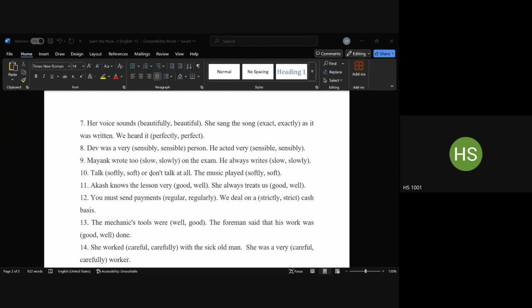Okay. Good is always an adjective. Good is not used ever as an adverb. That's always used as an adjective. Okay. Second part of the sentence: she always treats us good or well. What do you choose here? Well. She always treats us well, right? Good again doesn't come into question. Good doesn't have an adverbial use. So she always treats us well. Again, this is an adverb. How does she treat? Treats us well.